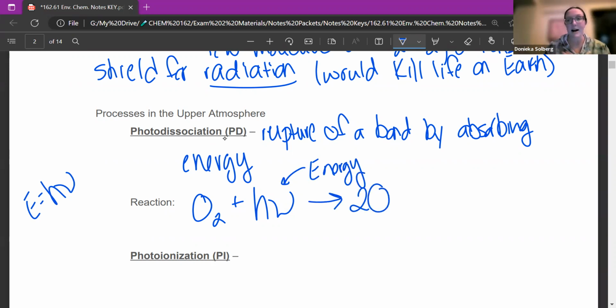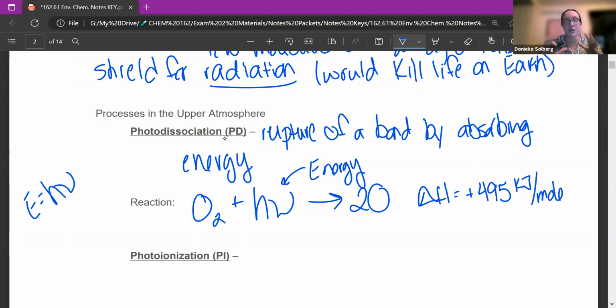Now, we never see oxygen like this, right? Oxygen doesn't like to be a single. It is very, very reactive. But this does happen when it absorbs enough energy. And I told you before, the delta H for this, or the amount of enthalpy or energy needed for the reaction, is positive 495 kilojoules per mole. So what this means is that breaking up a mole of O2 molecules into single oxygens requires 495 kilojoules. And it is endothermic. Breaking things is always endothermic.